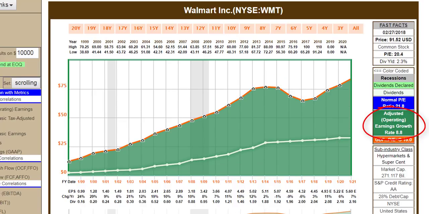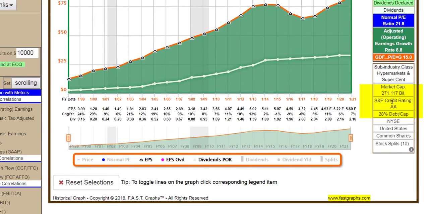Now, I've moved back to adjusted operating earnings here because I want to focus a little bit on the fast facts relative to earnings, because earnings are what you see most often talked about or reported in the financial press. So just a couple of fast facts. On February 27th, the company closed at 91.52 with a blended PE ratio of 20.4 and a 2.3% dividend yield. You can see their growth rates have been pretty attractive even in spite of this dip, averaging almost 9%. But of course, it's been slower, as I pointed out more recently. It has a market cap of $271 billion. It has a AA credit rating and only 28% debt to capital.